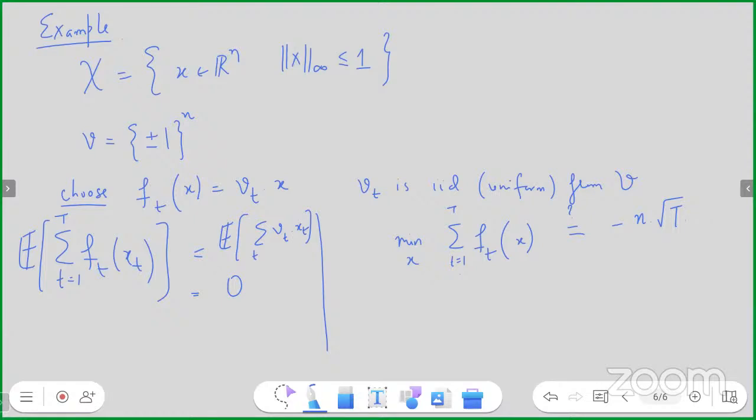So this gives you a lower bound that no algorithm should be able to do better than square root t regret. Don't have any question? This is clear? I'm not proving it. All I'm showing you is that for this input, static OPT can get you minus n times square root t, while you cannot do better than 0. So the difference is exactly how much you have shown in our upper bound. Question?